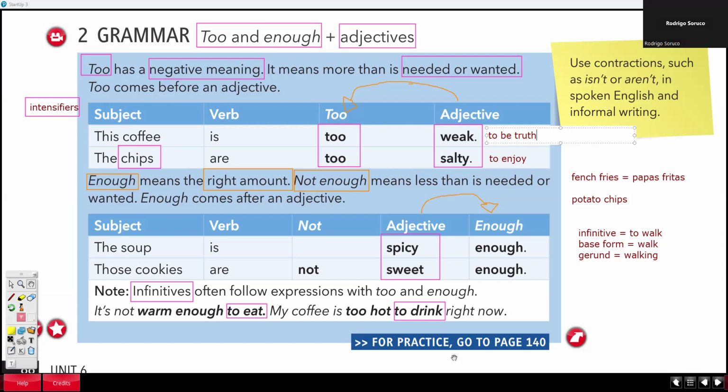But I have a question. Tell me. I used to hear in the movies when they say, "My coffee is too hot for drinking."